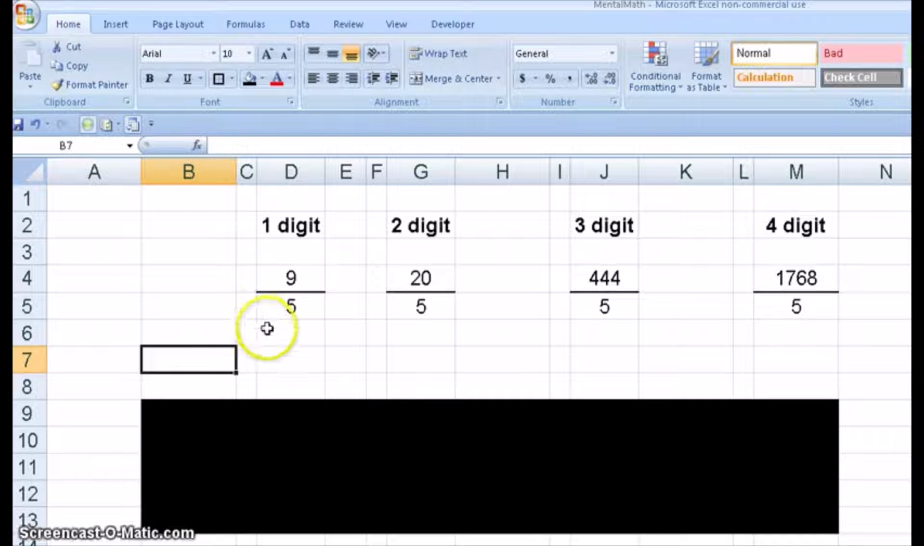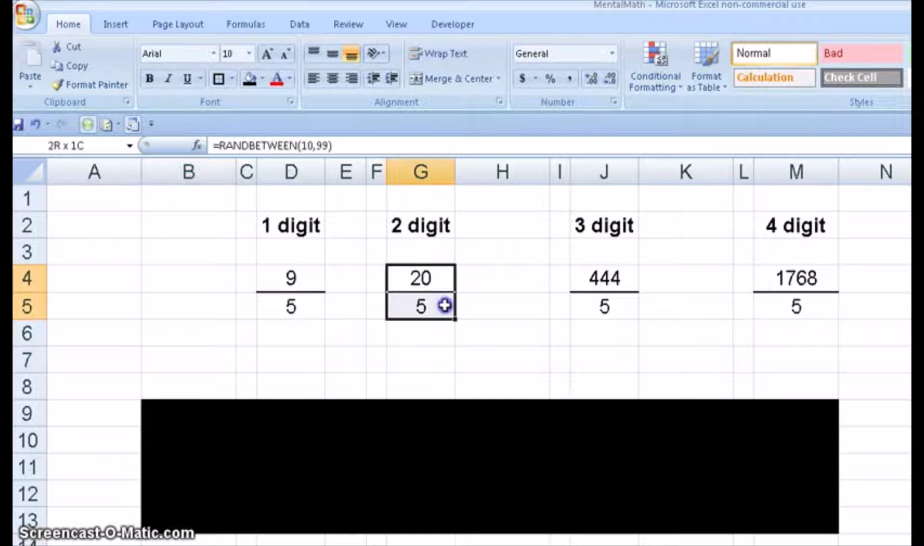So here we go. Okay, so 9 divided by 5 is 1.8. 20 divided by 5 is 4. So that one turned out just randomly pretty easy, right? Okay, 444 divided by 5 is 88.8. And 1768 divided by 5 is 353.6.